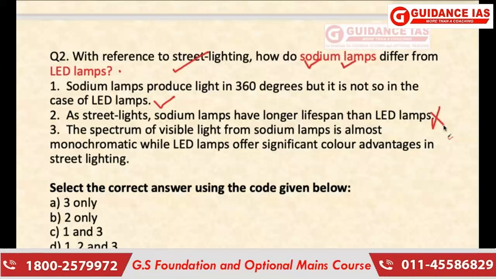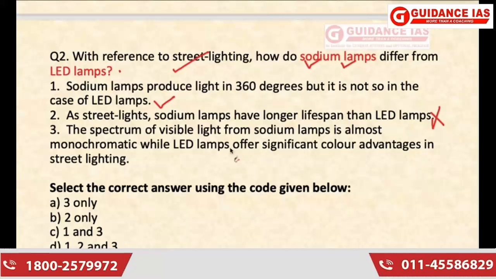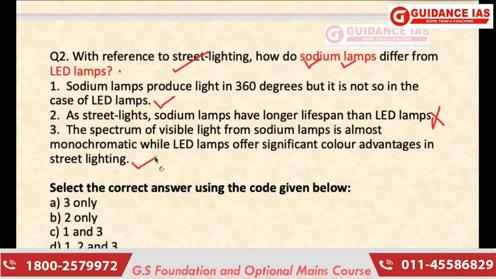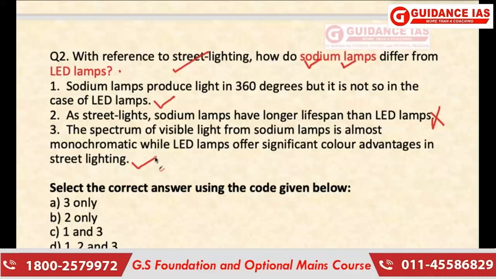The third statement says spectrum of visible light from sodium lamps is almost monochromatic, while LED lamps provide a significant color advantage in the street lighting. Yes, this is a very correct statement कि black appearance या फिर एक monochromatic appearance होता था sodium lamps के आसपास, which LED lamps do not have. LED lamps provide a variety of high color options, right?